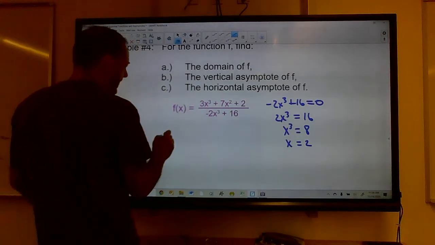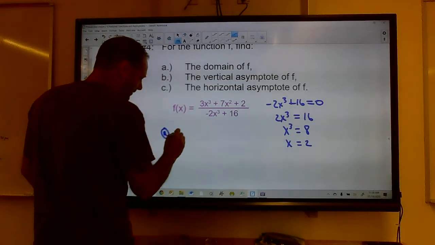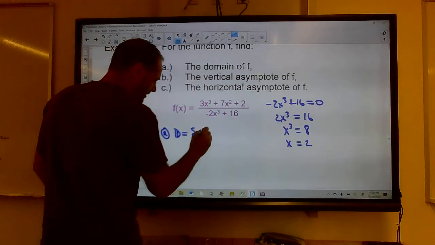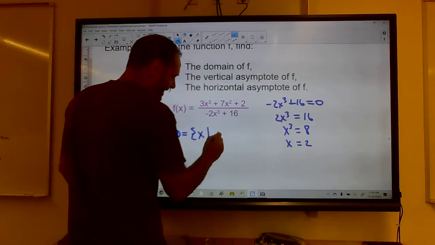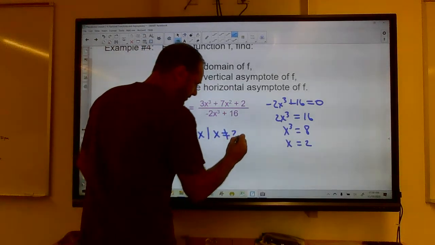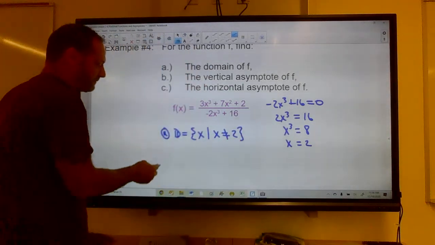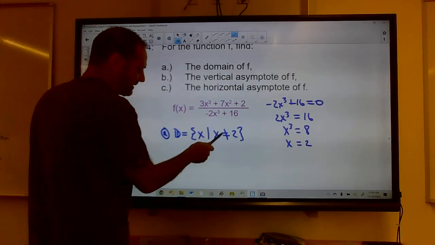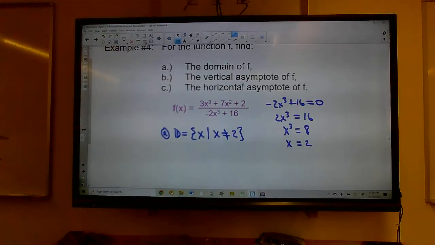So for A, I'm going to write the domain is all real numbers except x cannot equal 2. That's what that means. The domain is all real numbers except x cannot equal 2. It can be anything else.